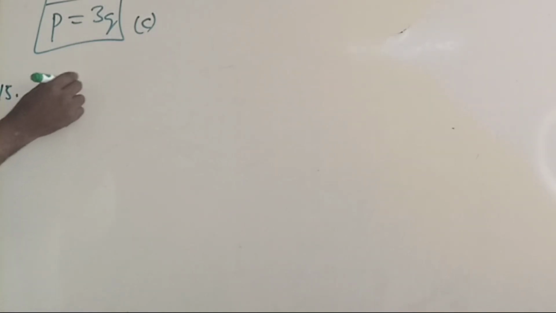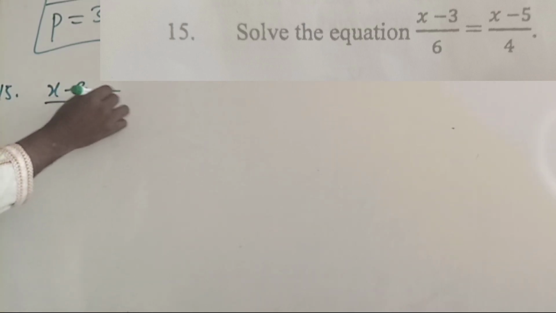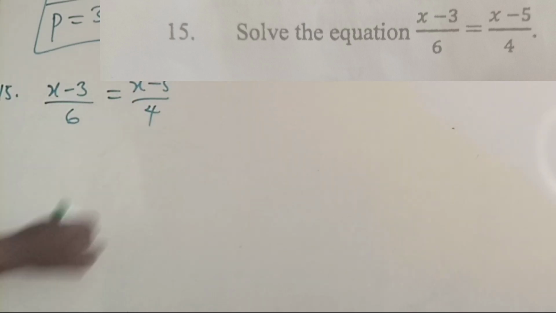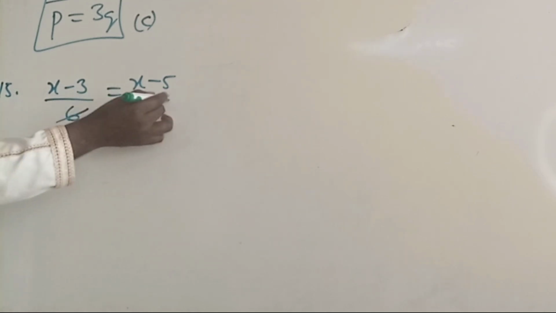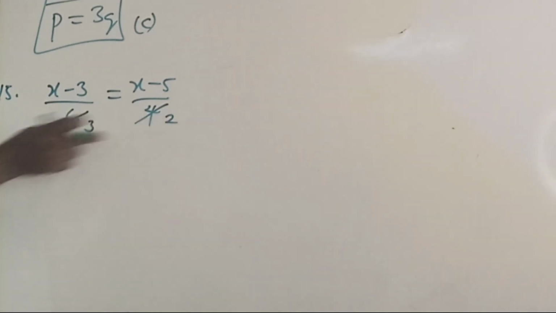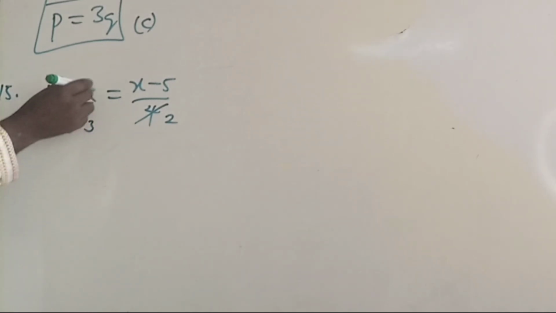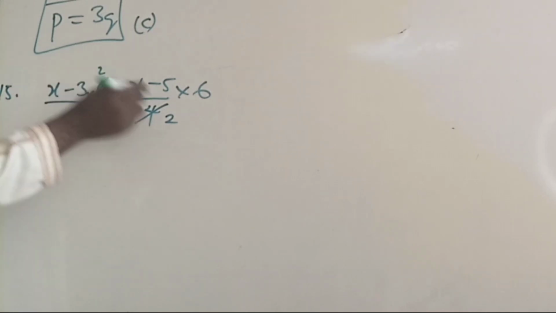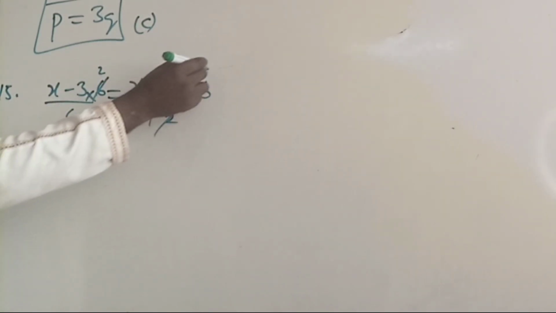(x minus 3) divided by 6 equals (x minus 5) divided by 4. So in this, 2 can go in this one, that gives 3. 2 can go here, that gives 2. So the LCM will be 6. So multiply both sides by 6. That means this multiply by 6, this multiply by 6. 3 here 1, 3 here 2. 3 here 1, 3 here 2. 2 here 1, 2 here 3.